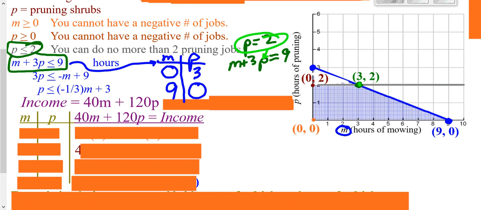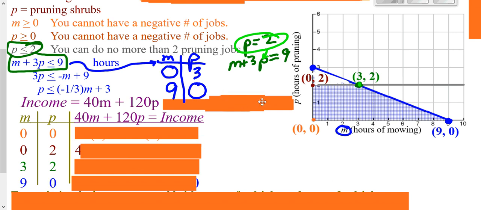We plug in our points, write our points down. Our first point in orange, our next point right here, our next point right here, and our next point right here. We're only looking at the corner points of your shaded region. We want to take each one of those corner points of the shaded region and plug them into your income. Plug in 0 and 0. Well, if you do no work, no pruning jobs, no mowing lawns, of course you're not going to make money.